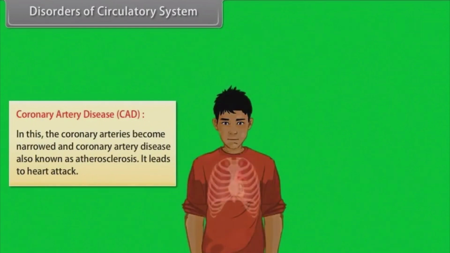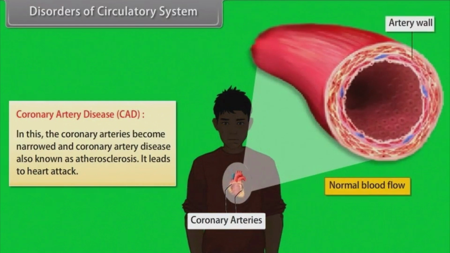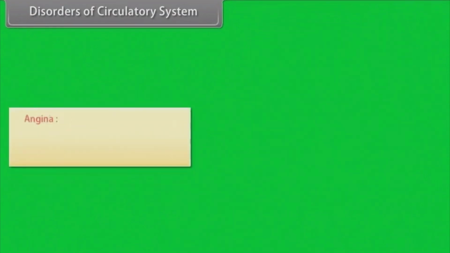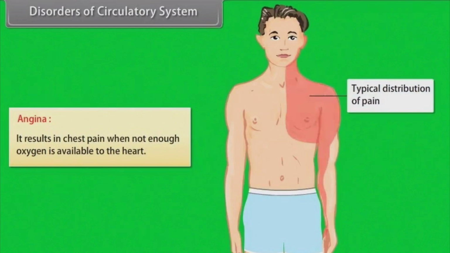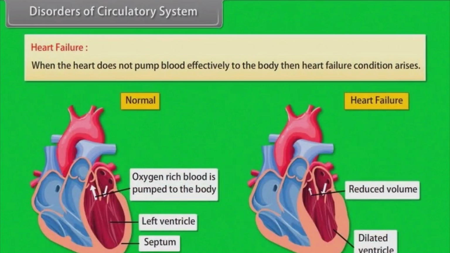Coronary artery disease, or CAD. In this, the coronary arteries become narrowed, also known as atherosclerosis. It leads to heart attack. Angina. It results in chest pain when not enough oxygen is available to the heart. When the heart does not pump blood effectively to the body, then the heart failure condition arises.